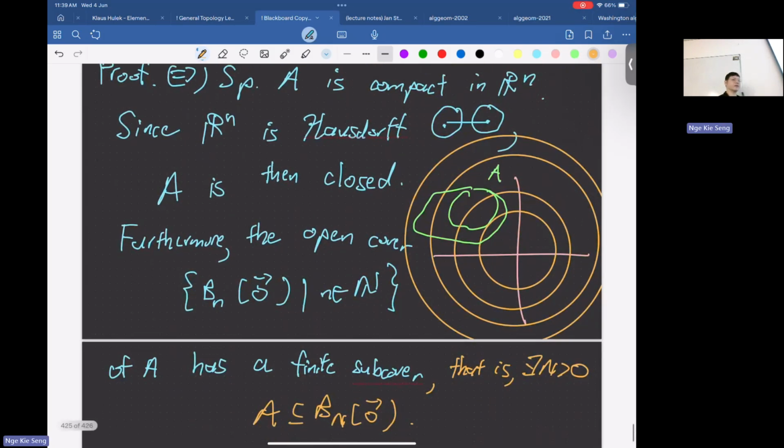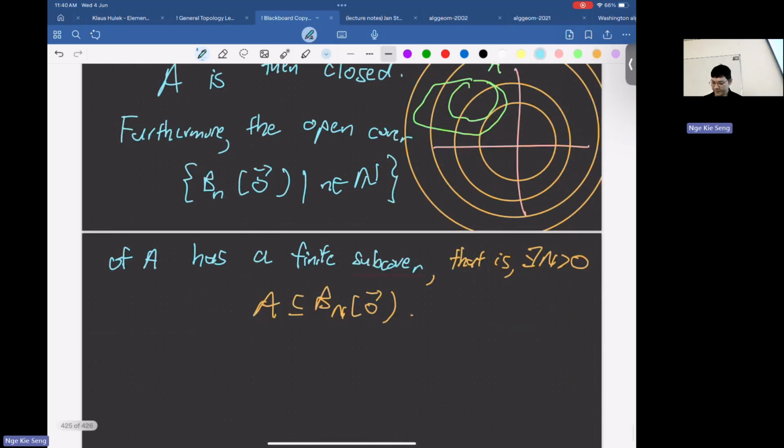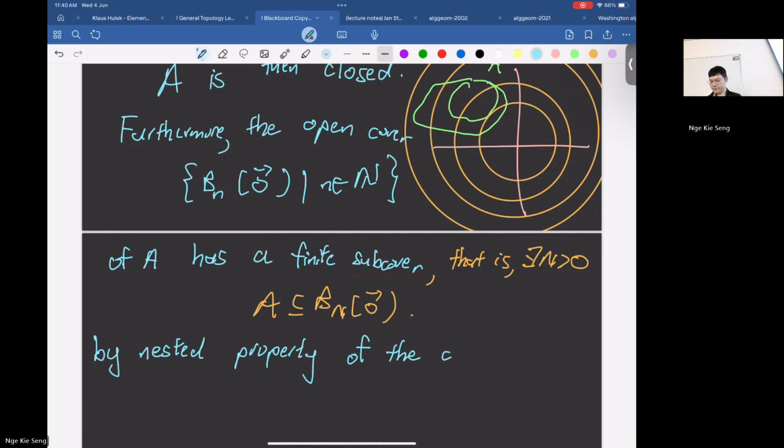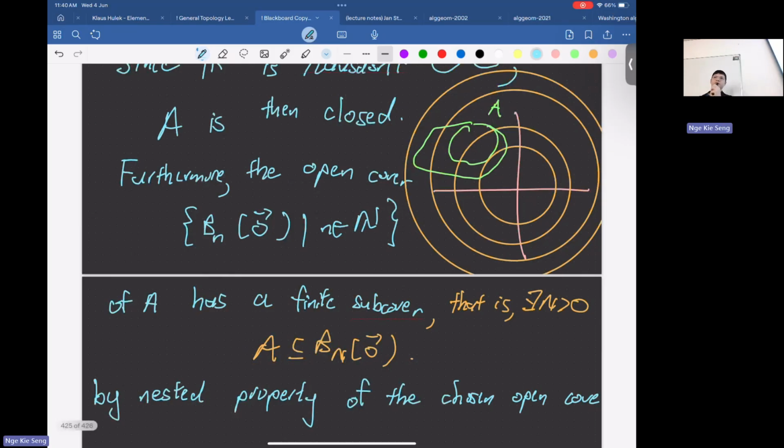So bounded. You just pick the maximum one from this finite subcover, then you cover your A, because all the smaller ones live inside this largest one. So we say that by the nested property of these open covers. Does it make sense?